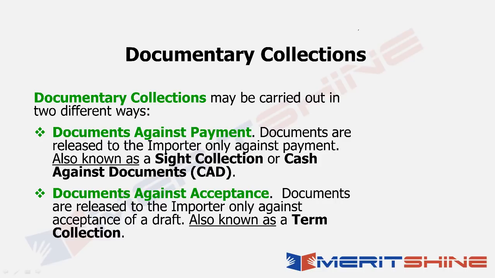So we move to the next one, which is the documentary collection. Documentary collection has two different kinds. One is document against payment, and the other is document against acceptance. These are the two kinds. I'll tell you what it is. First of all, just try to understand what happens.